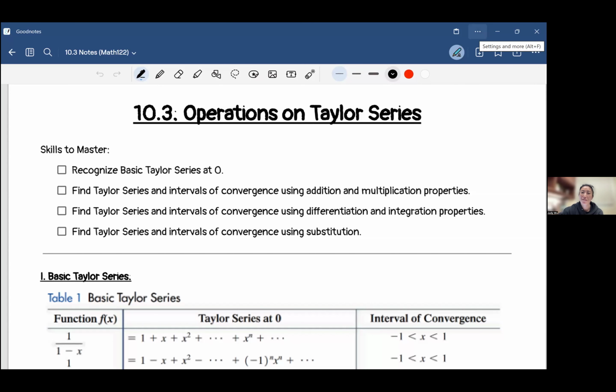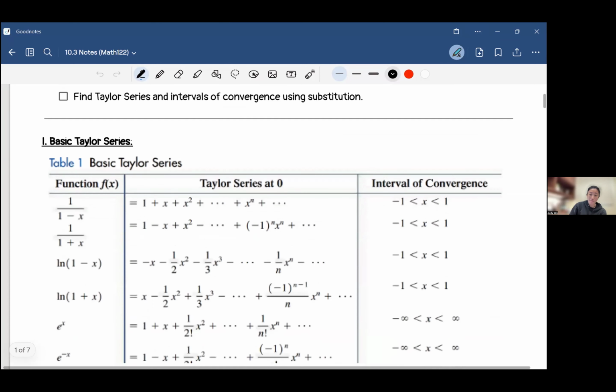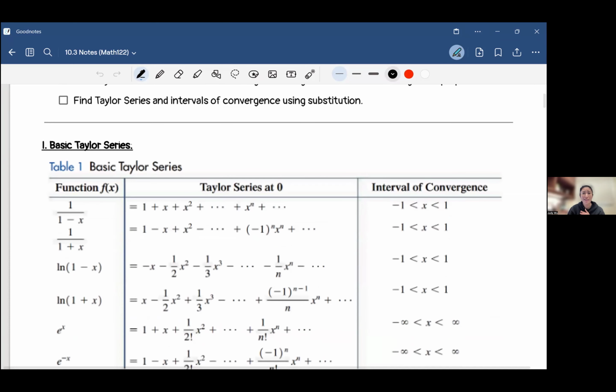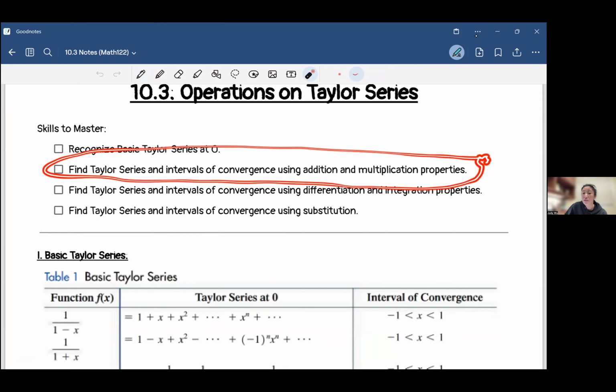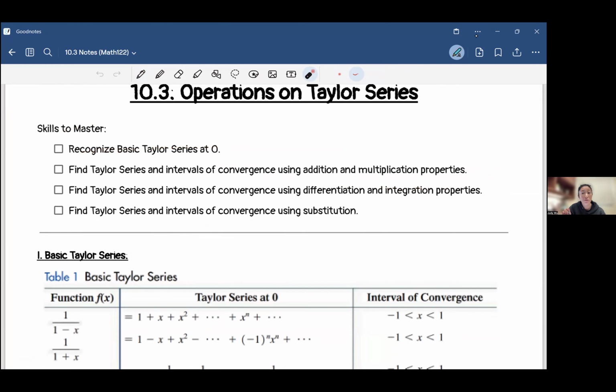Hey folks, welcome to video number one in our 10.3 Taylor series operations lecture series. In this video, we're going to talk about recognizing some basic Taylor series at zero. And then we're going to focus on finding Taylor series as well as intervals of convergence using addition and multiplication properties. So we'll have that in video one.